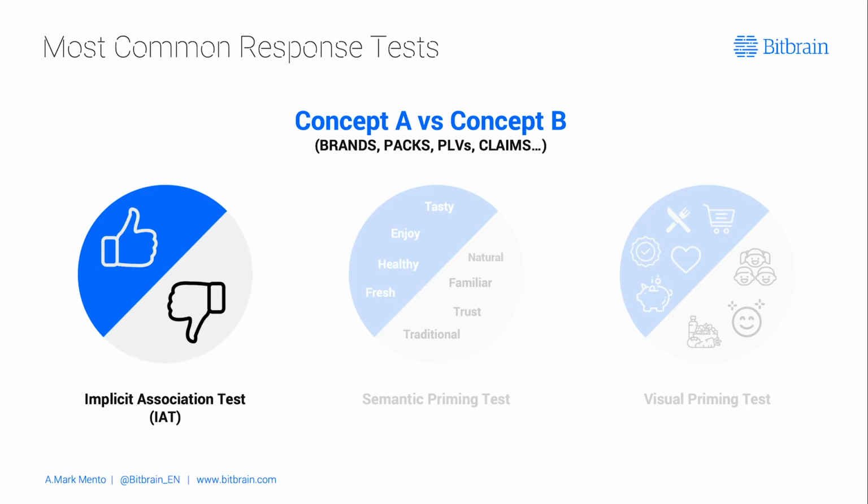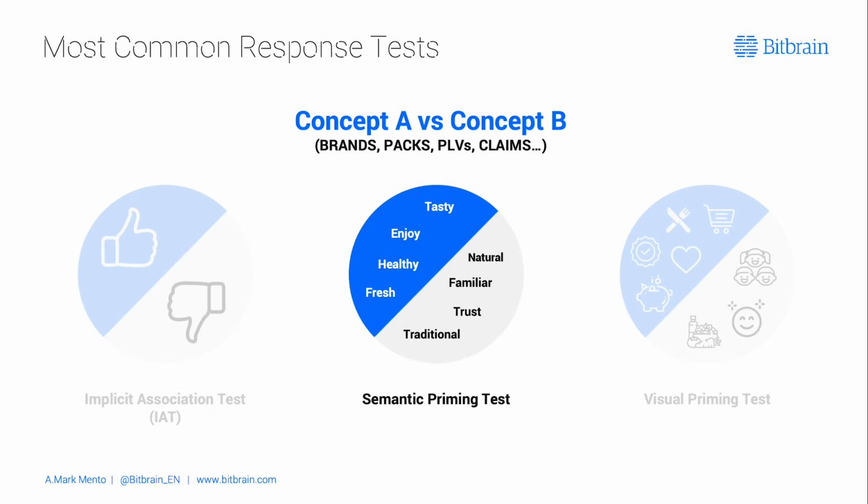This is a test that, in general terms, determines which of two concepts is more positively perceived by a group of participants. The simplest example of this is to take a brand and that brand's competitor, run the implicit association test, and we can determine non-consciously whether a group of consumers perceives one or the other as the more positive brand.